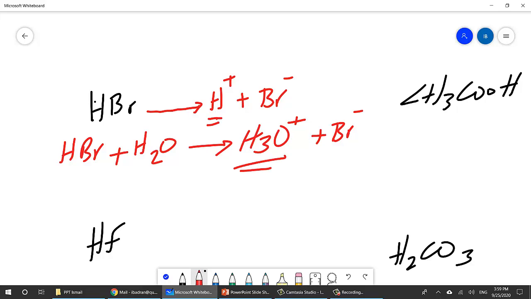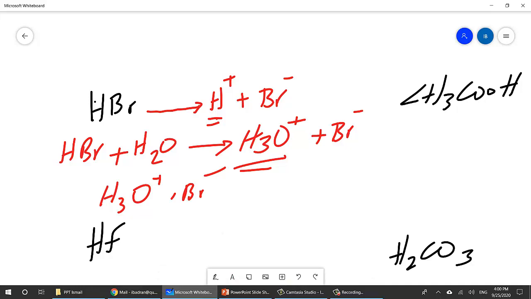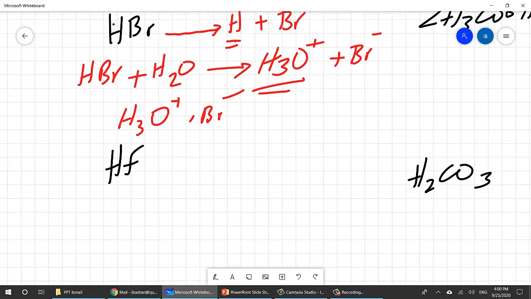In this case, this is a one-way reaction, okay? Once HBr is in water, there is no HBr anymore. It converts completely to H plus and Br minus, and therefore the answer for this question, the major species, is H plus, I would say H3O plus to be more accurate, and Br minus, and that's it. So there is no HBr in an aqueous solution of HBr.